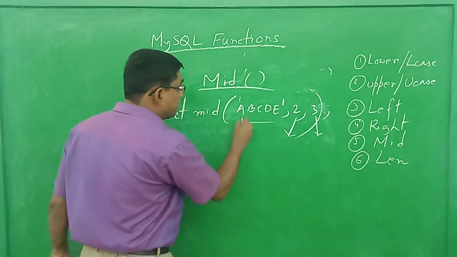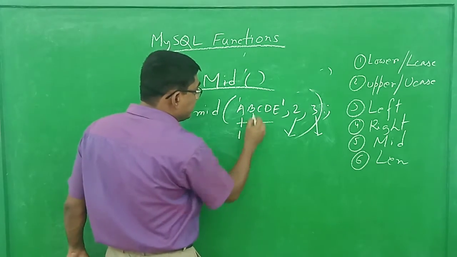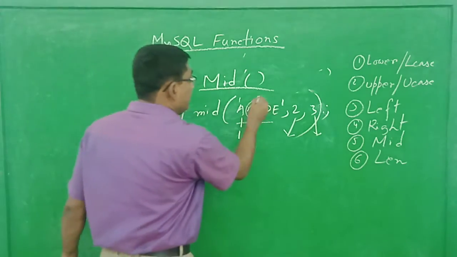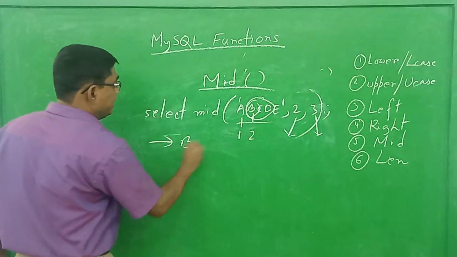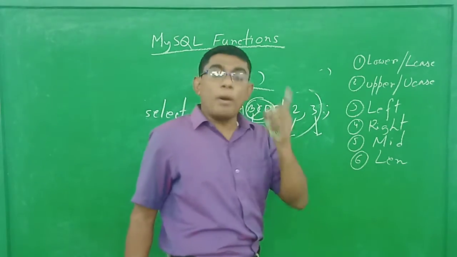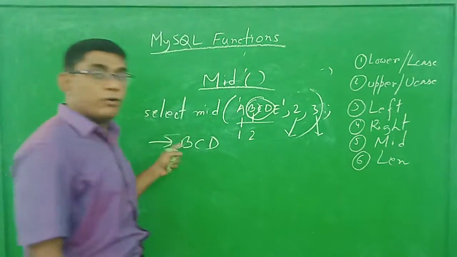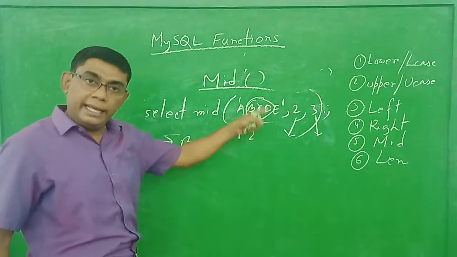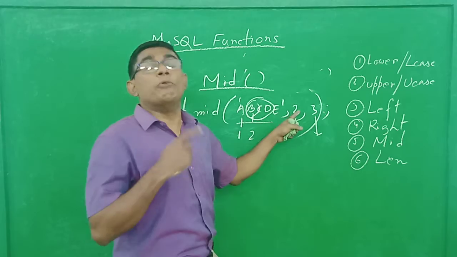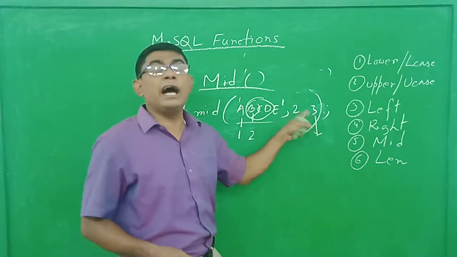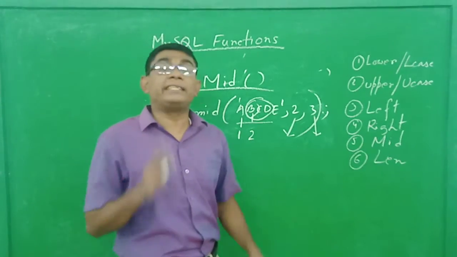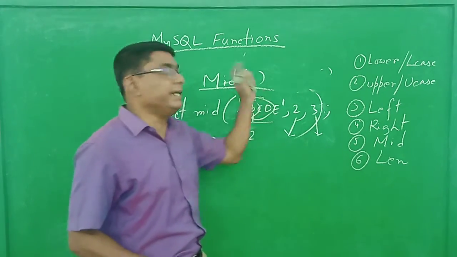This is position 1, this is position 2, so the second position is B. From B it will extract 3 characters, meaning the answer will be BCD. Understood? So what is mid? It will extract a string from any position of a string. If you write SELECT MID 'ABCDE', 2, 3, 2 is the position from where we want to extract and 3 is the number of characters, meaning from the second position it will extract 3 characters. So the answer will be BCD. Understood?